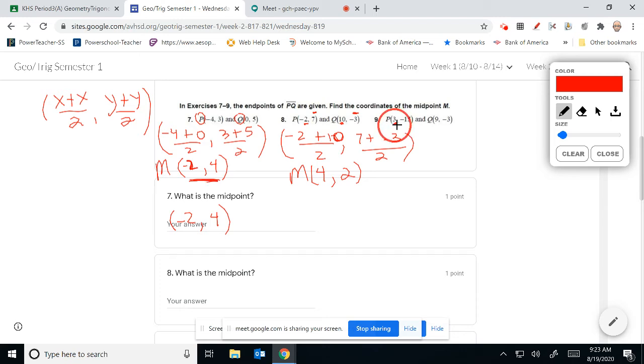Number 9, you've got your 3 plus your 9. Those are your 2 x numbers. And you've got your negative 15 and your negative 3 are your 2 y numbers. So you've got 12 divided by 2 is 6. Negative 18 divided by 2 is negative 9. So you got 6, negative 9.